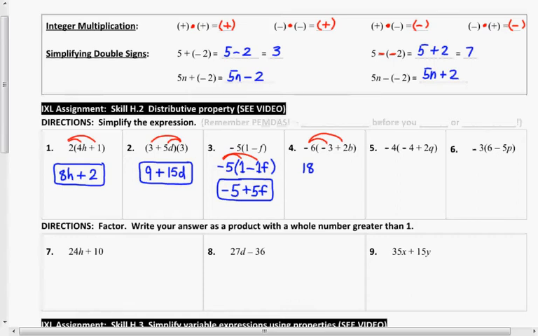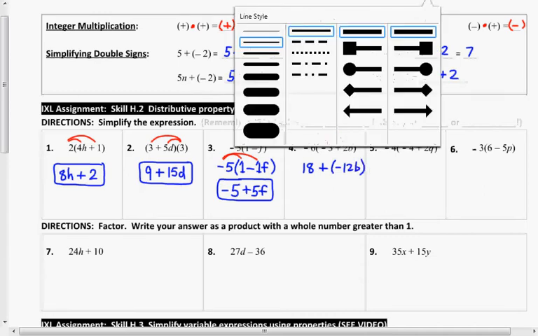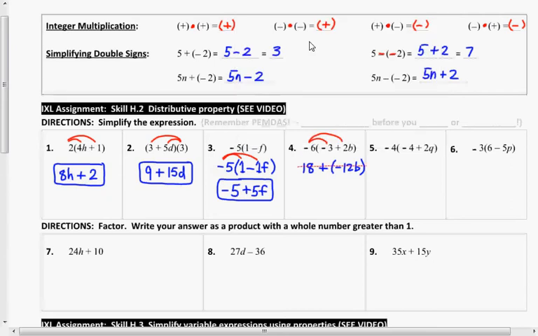Now, rather than write plus a negative 12b, I'd rather see people not doing that at all. I'd rather see you just simply say this: a negative 6 times a positive 2b is a negative 12b, and then instead of plus a negative 12b, you can just immediately say minus 12b. That means plus a negative 12b.